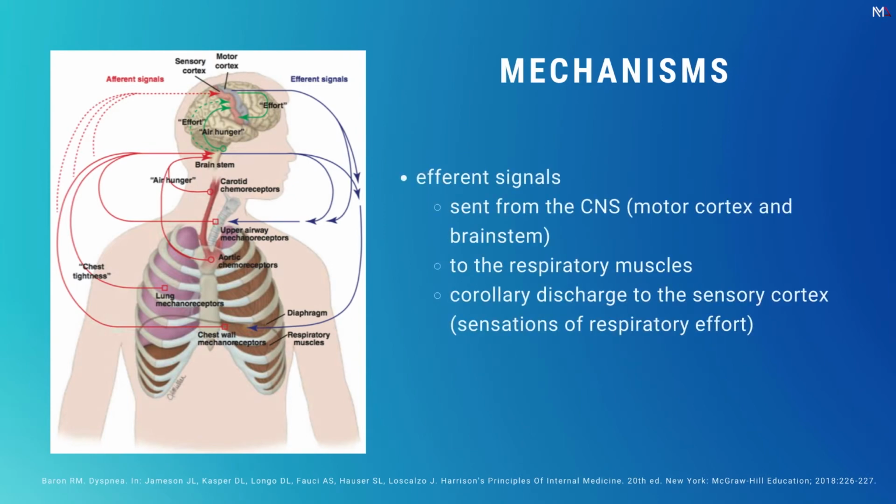Efferent signals are sent from the central nervous system, particularly from the motor cortex and brainstem, to the respiratory muscles. These are also transmitted by corollary discharge to the sensory cortex, which produces the sense of respiratory effort and contributes to the sensation of air hunger.